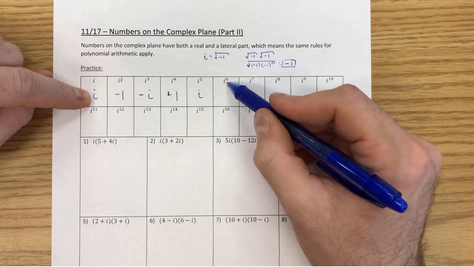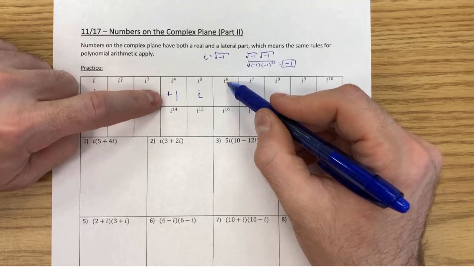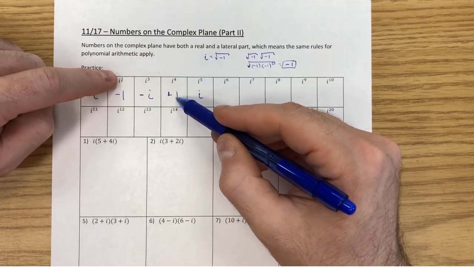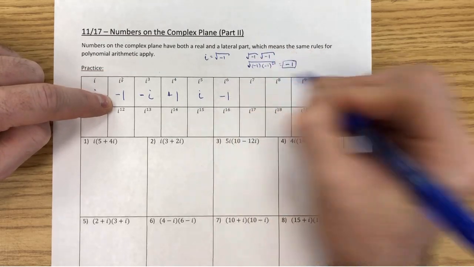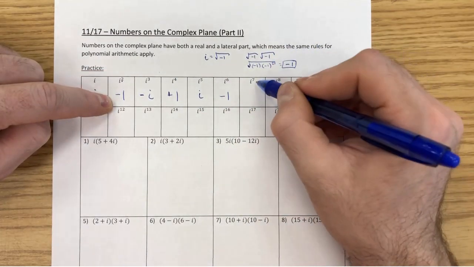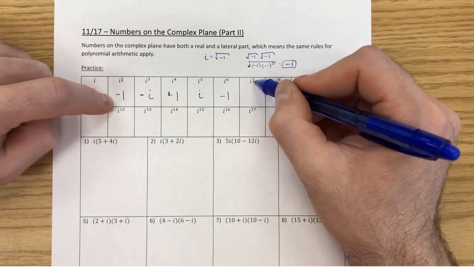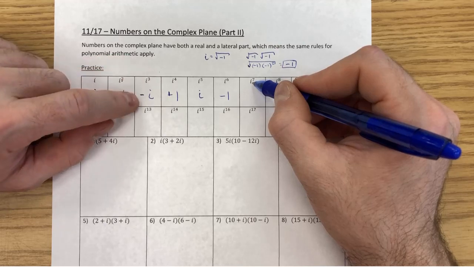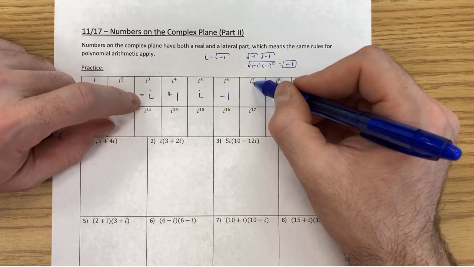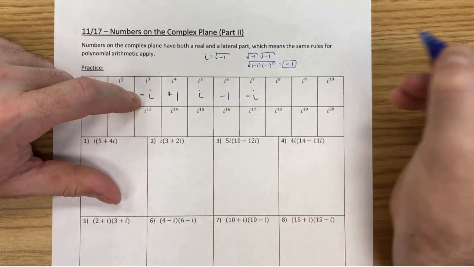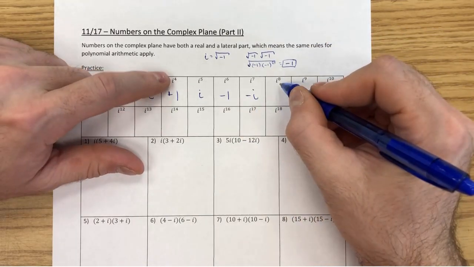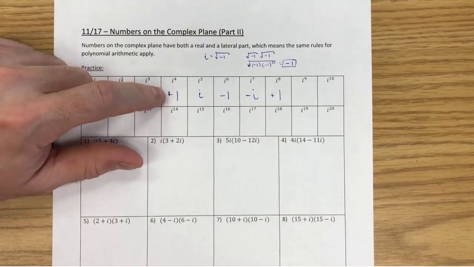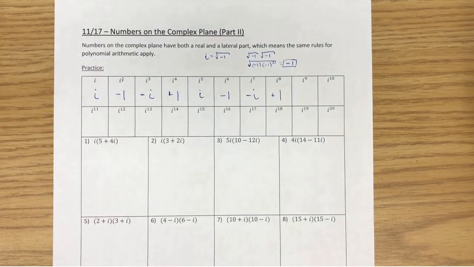i to the 6th can be broken down into i to the 4th, which is 1, and i squared, which is -1. So in essence, I have 1 times -1, which is -1. i to the 7th, again, it's just i to the 4th, which is 1, times i to the 3rd, which is -i. So 1 times -i is going to be -i. And i to the 8th is just i to the 4th times i to the 4th, which is 1 times 1, which is 1. And then at this point, we should notice that there's a pattern going on here.